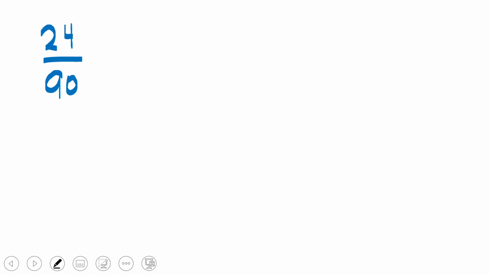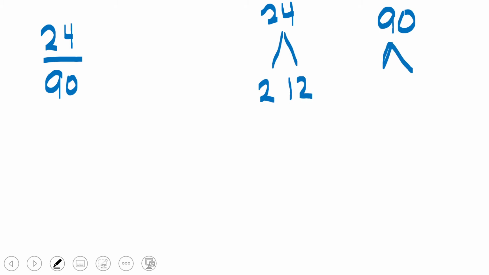Let's try another one. We just have larger values here. We're going to take the prime factorization of 24 and the prime factorization of 90. We start with 2 times 12 over here. We'll get back to 24, and then we factor 12 out more. 3 times 4 for 12, and then 2 times 2. So we have 2, 3, 2, 2 for 24.